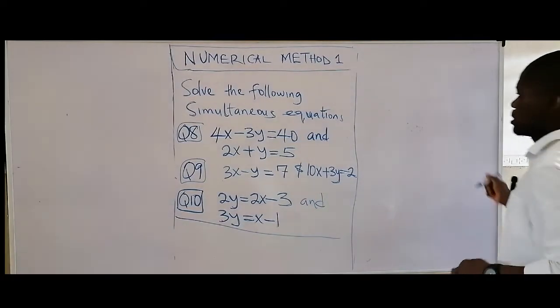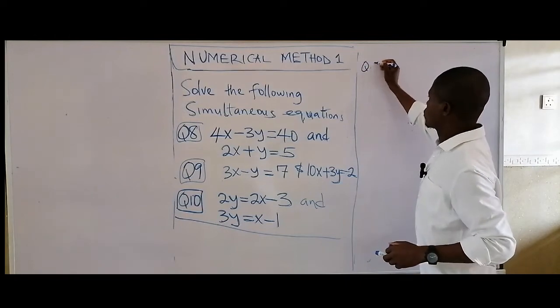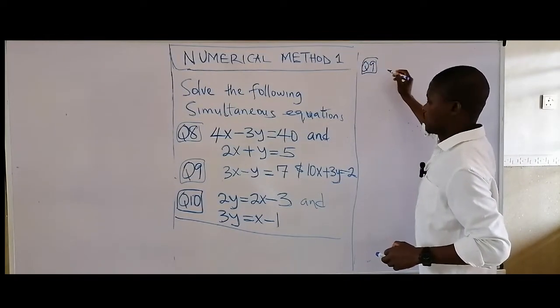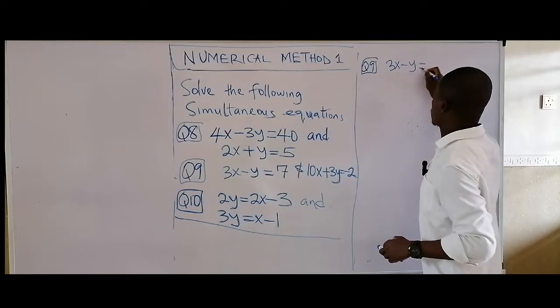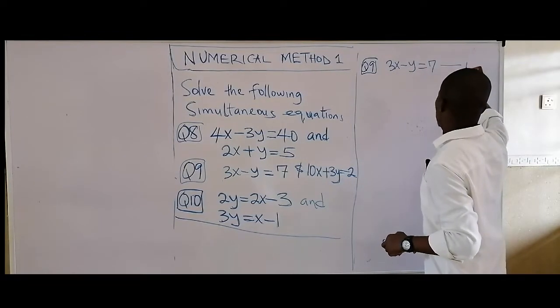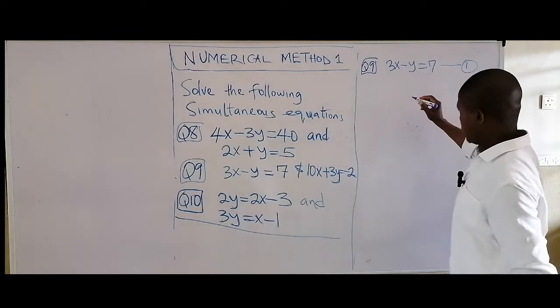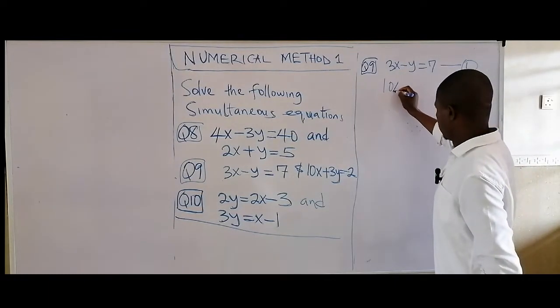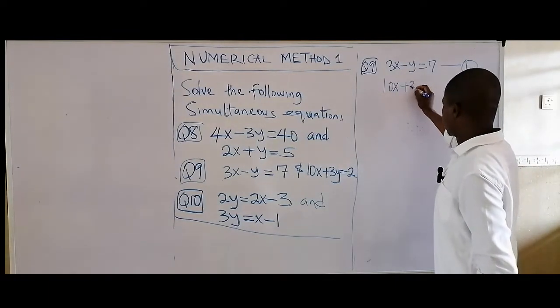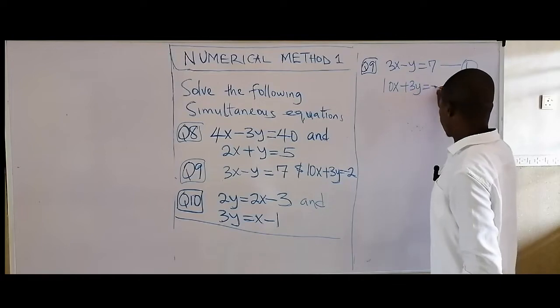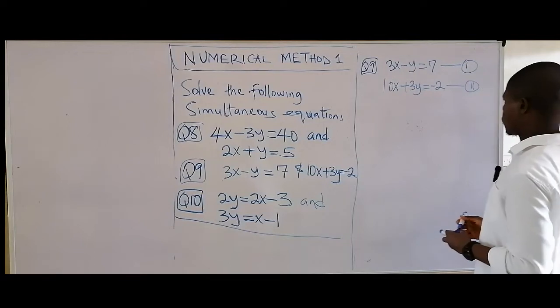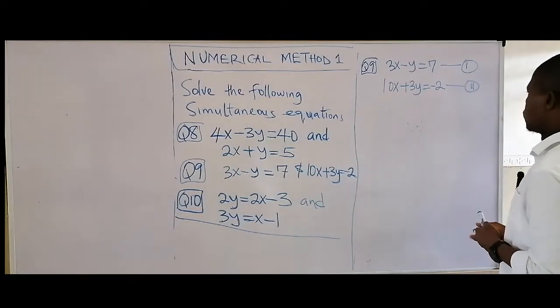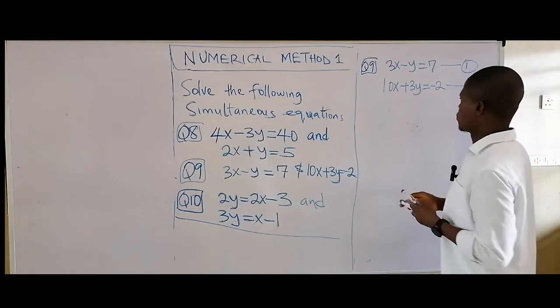Question 9. We have 3x minus y equal to 7. For that one, equation 1. Then the second equation, 10x plus 3y equal to minus 2. For that one, equation 2. So these are the two equations we have now.